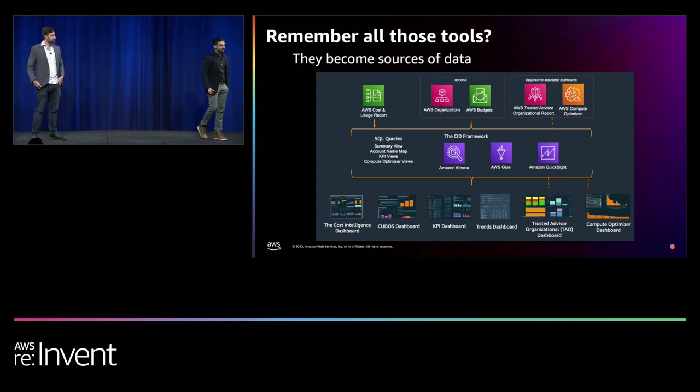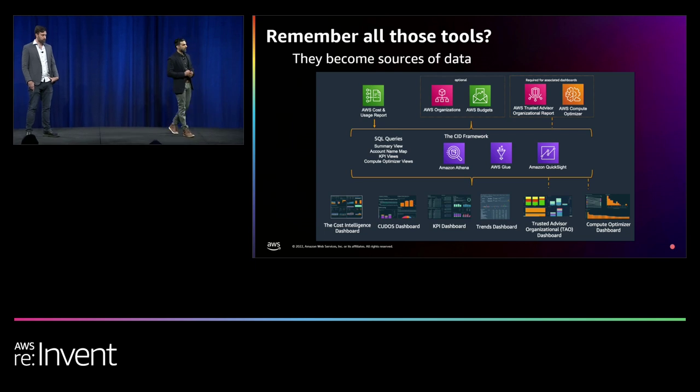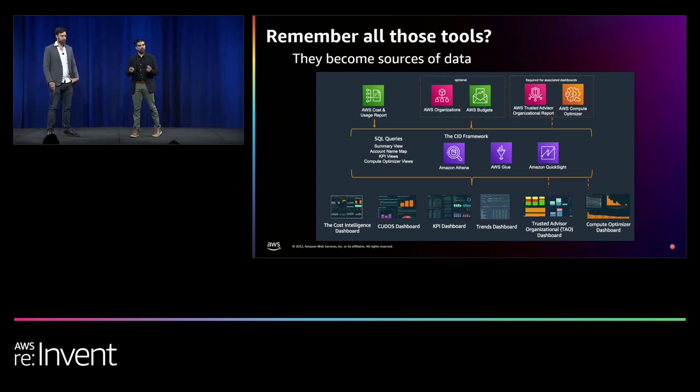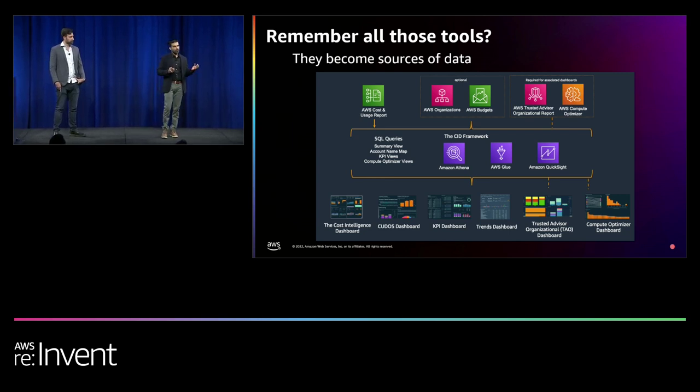So CID collects information from all the sources that we looked at. AWS Cost and Usage Report, the most comprehensive source of your billing information. We collect data from AWS Organizations, which is the metadata about your accounts, AWS Budgets, AWS Trusted Advisor, as well as Compute Optimizer, where we gain insights from over or underutilized instances.